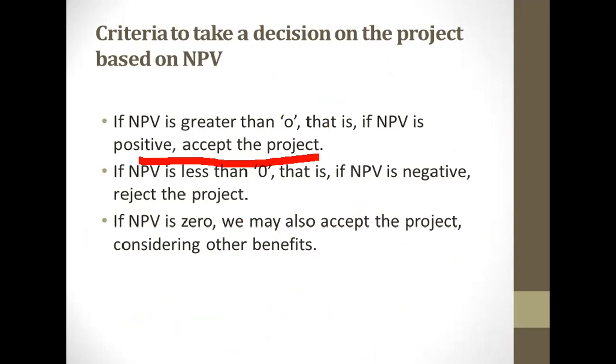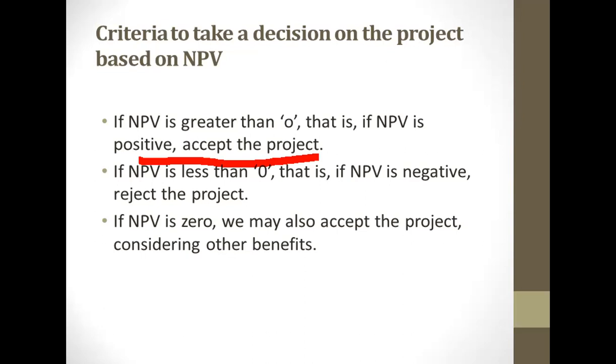But if NPV is less than 0, that means if NPV is negative, your cost is high, but what you get is less. Then reject the project. You cannot accept the project because your NPV is negative, because whatever you spend on a project is higher than the cash inflow you get from the project. That means NPV is negative, then you must reject the project.